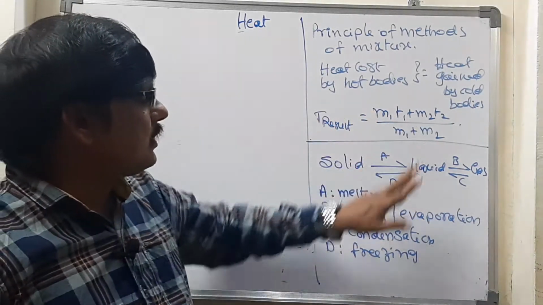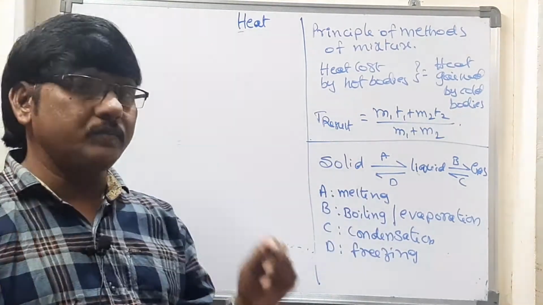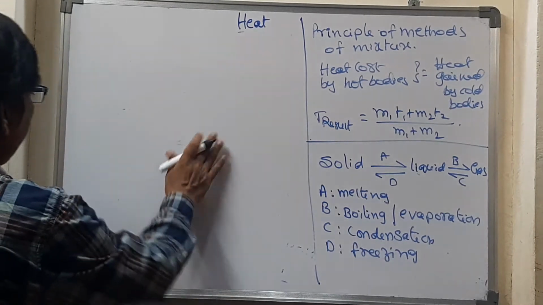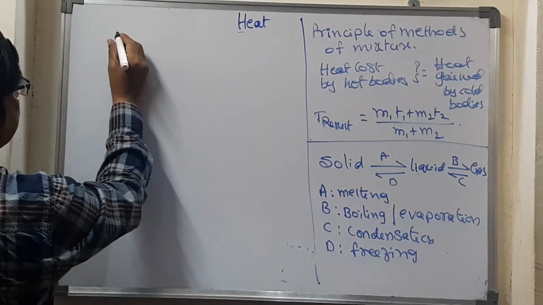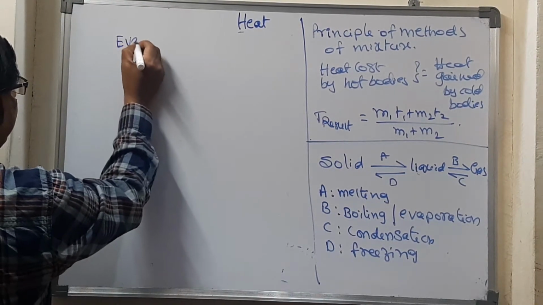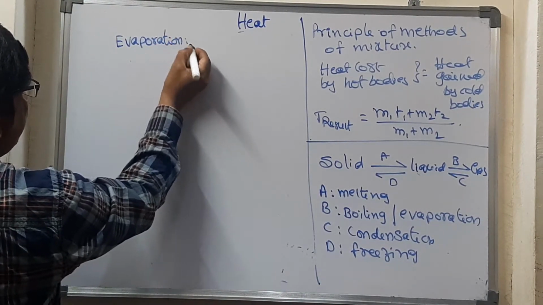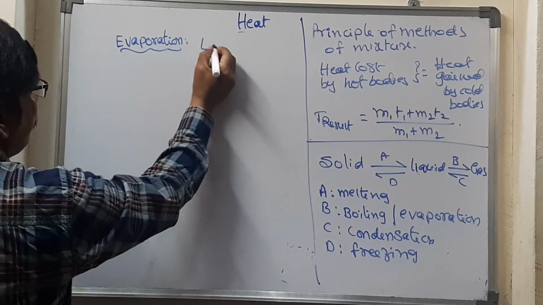Okay, that is about solid to liquid, that is melting, and it is not that important. Liquid to gas is the most important. Liquid to gas, we call it evaporation. What is meant by evaporation? This is the most important one, one bit you can expect on this. What is meant by evaporation? The process of converting liquid state into gaseous state at any temperature.